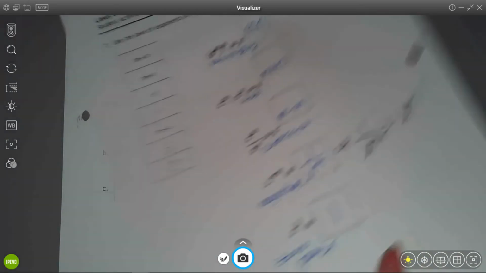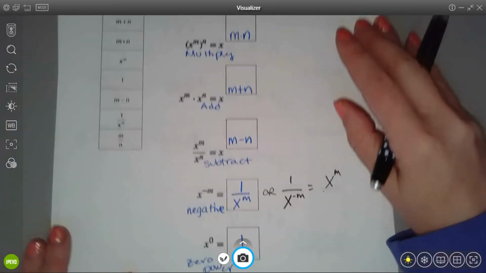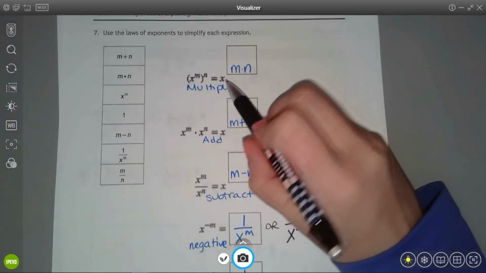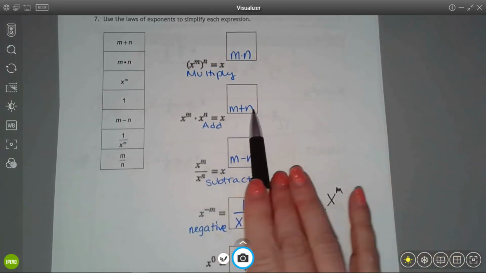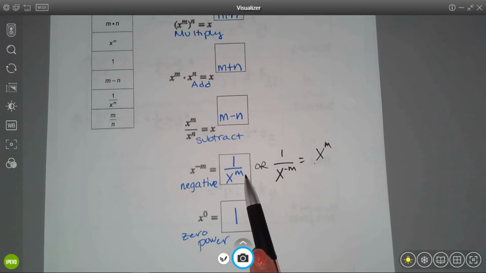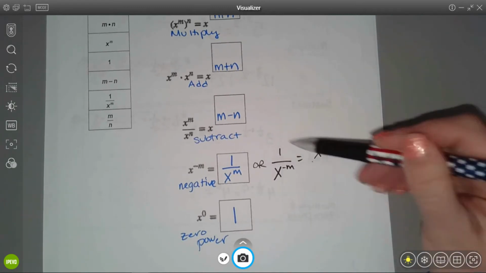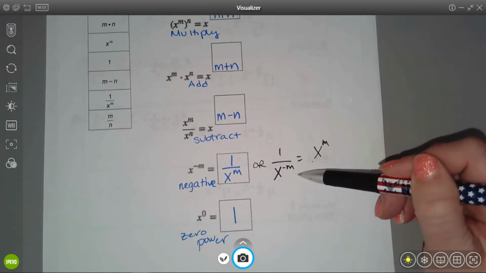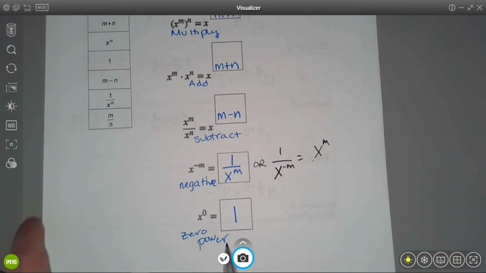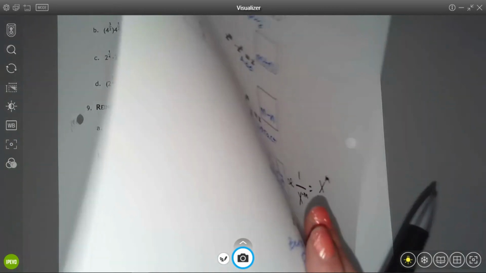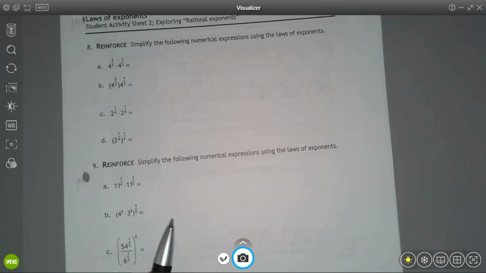Okay, and on this page, guys, we are simply just going to state the rules. Okay, what do we need to do here? We need to multiply. Here, we add them, subtract them, put them on the other side of the fraction bar. I also show how we get rid of the fraction that's on the denominator. We move it to the numerator. And anything raised to the 0 power equals 1. Okay, your next couple problems are reinforced that you will do with your teachers.